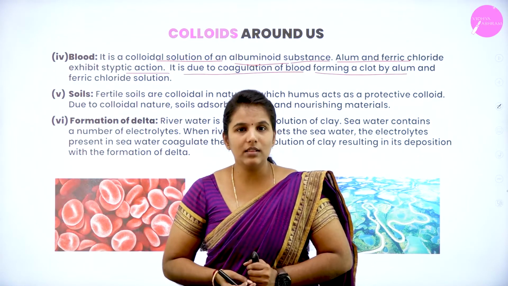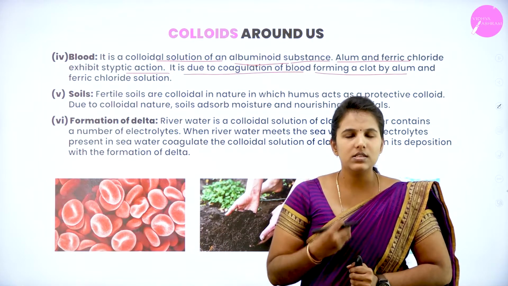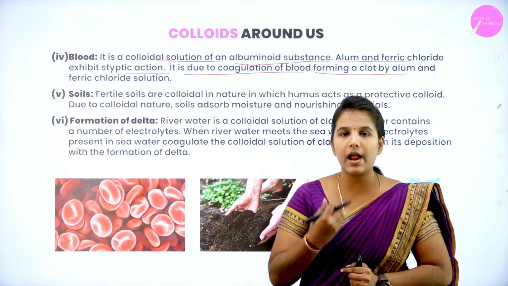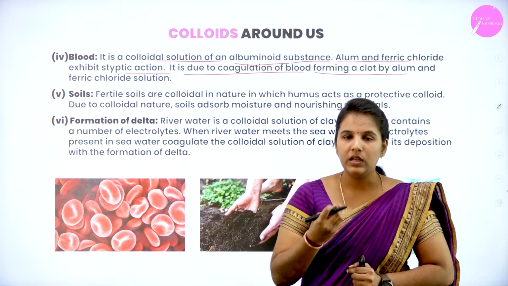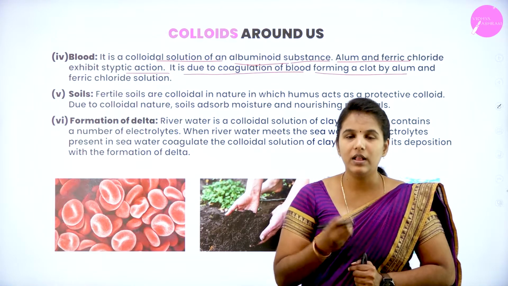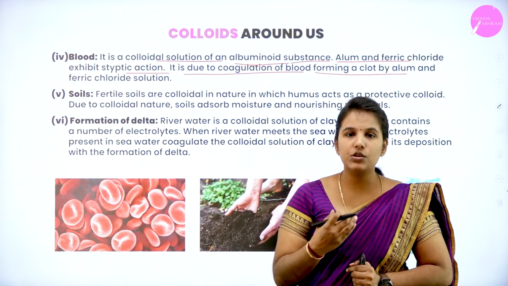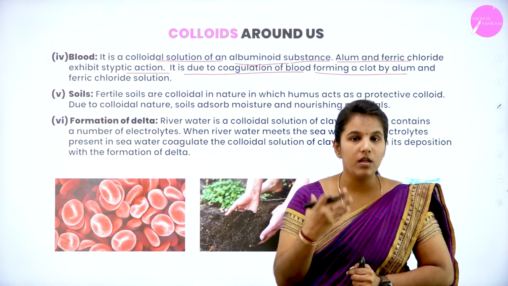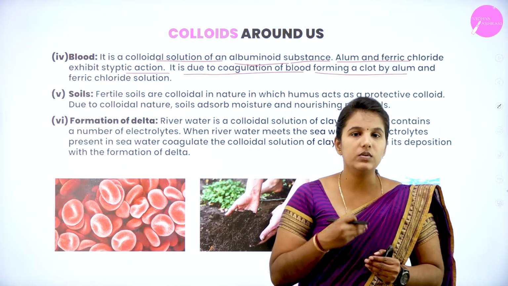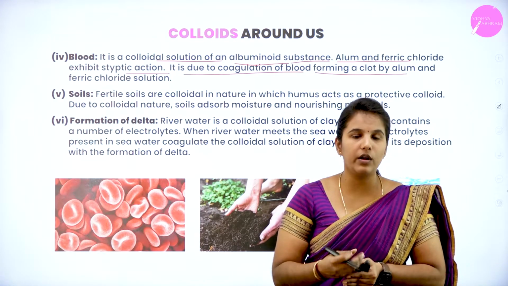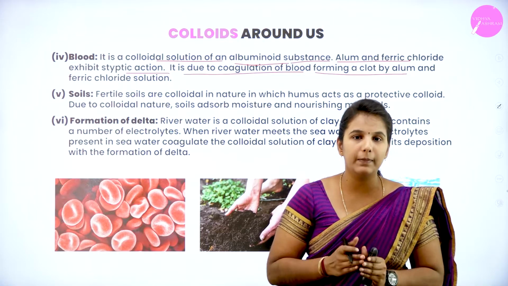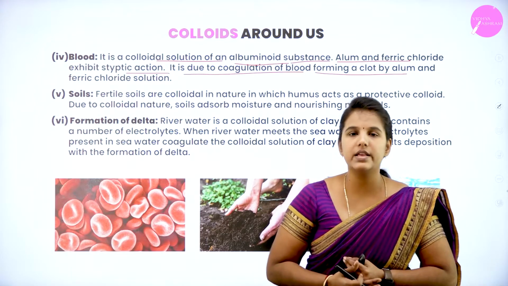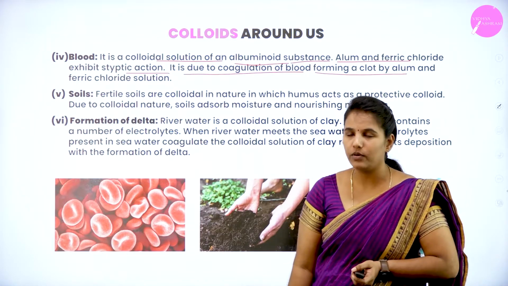Suppose you would have seen that when we have an accident and reach the hospital, in order to avoid the overflow of blood, they add alum to the affected area. When you add alum to the affected area, it coagulates the blood so that the overflow of blood is stopped. Alum is nothing but an electrolyte, added to avoid the overflow of blood because it forms coagulation in the blood. This is another example of colloids formed in our life.